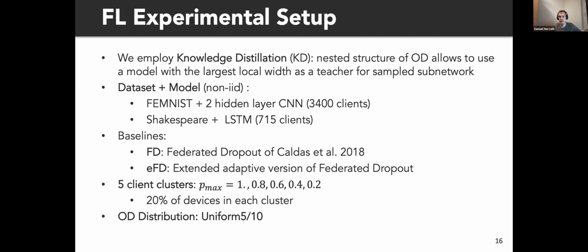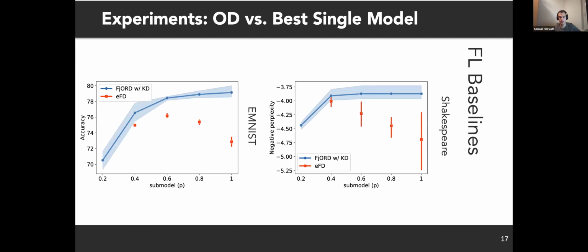In the paper, we show that this extended federated dropout is a tough baseline, and therefore we only include EFD here. With respect to client clusters, we consider 5 clusters with maximal width from 1.0 down to 0.2, with 20% of devices in each cluster. For the ordered dropout distribution, we consider the same ones as for the centralized setting. If not mentioned otherwise, the uniform 5 distribution is used in our experiments.